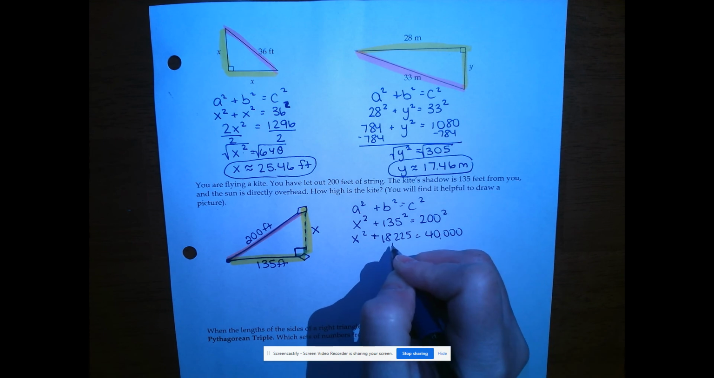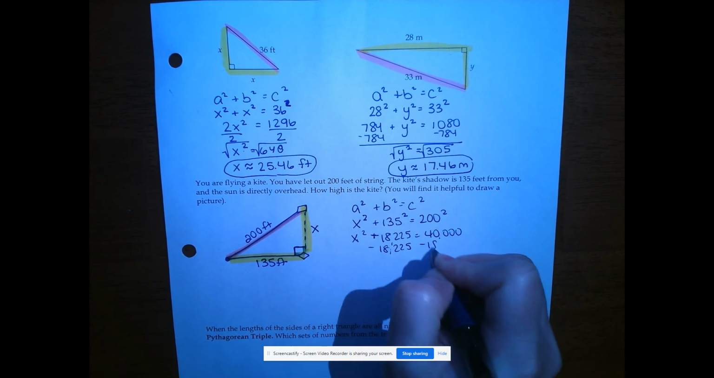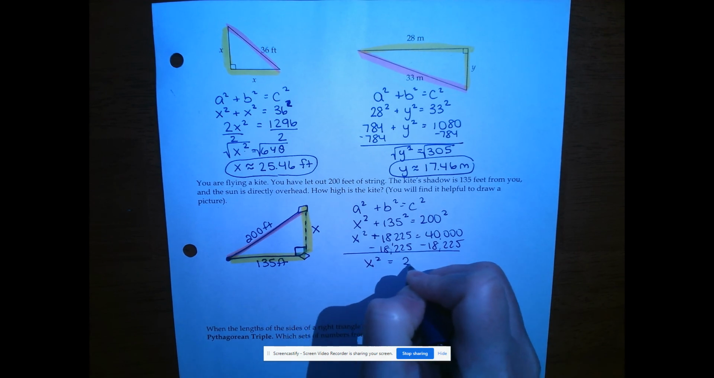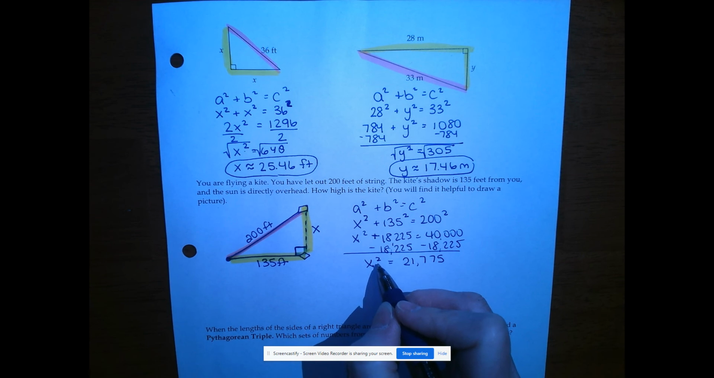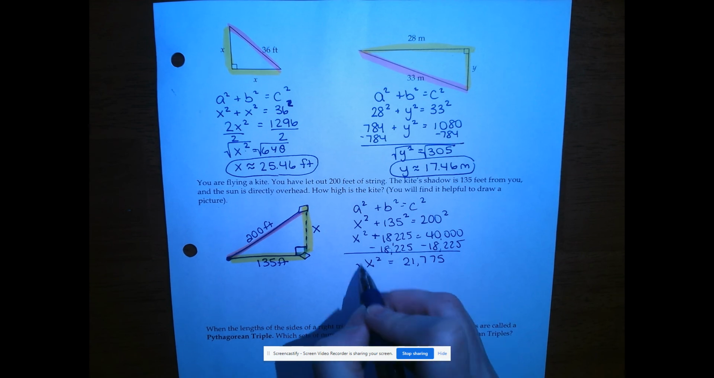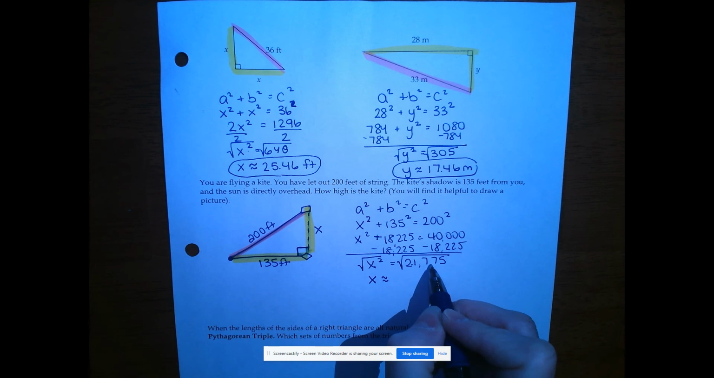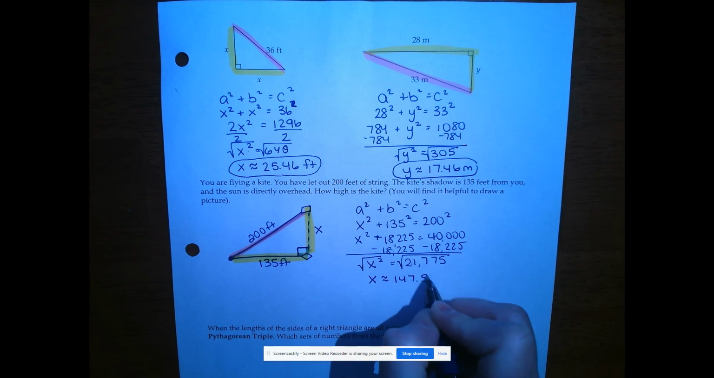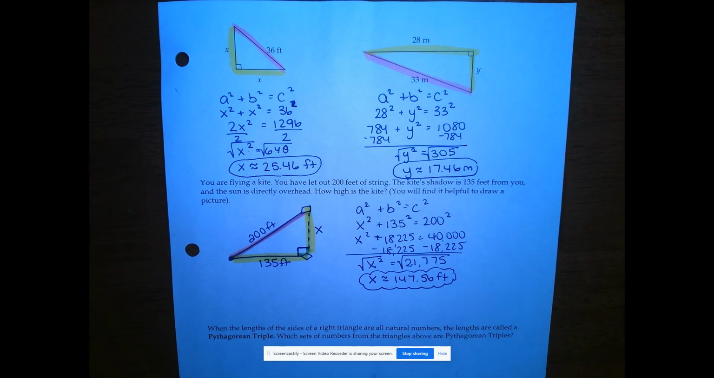And because that number is being added to x squared, I'm going to subtract it from both sides. And I would have x squared equals 21,775. Now, the paper says x squared. I know the inverse is to square root both sides. X is approximately, when I type this into the calculator and hit the square root key, 147.56 feet. It's not pretty, but it works.